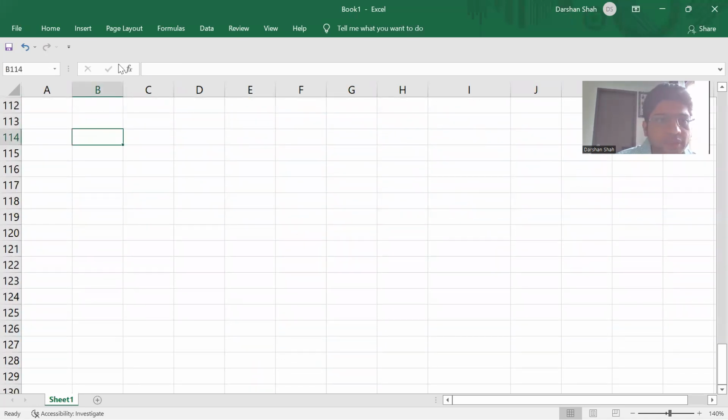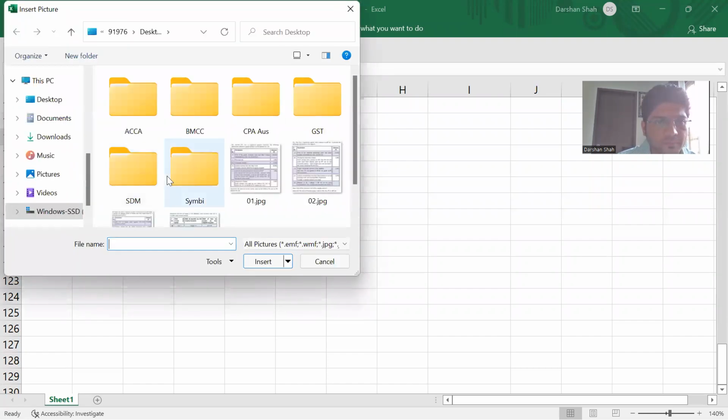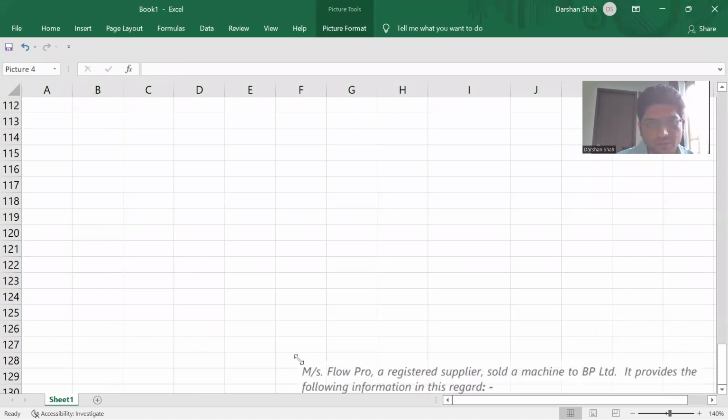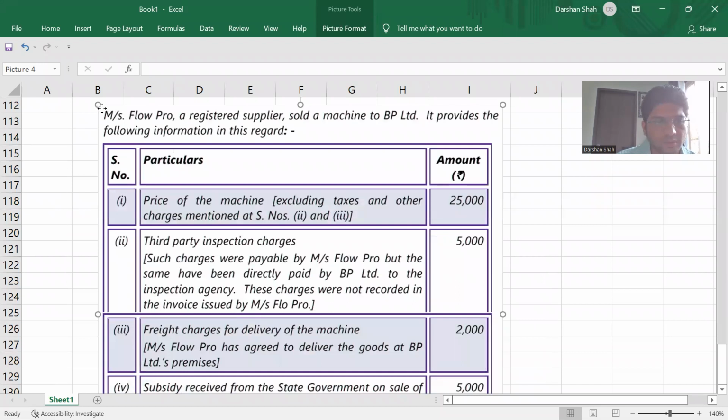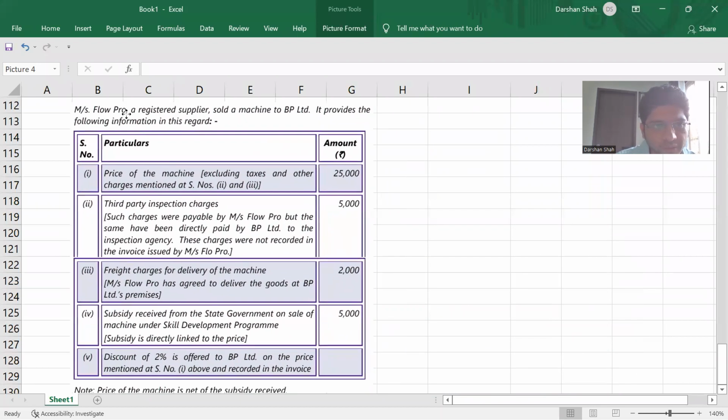Any doubt, guys? Any doubt till here in the taxable value? Okay, do this one.